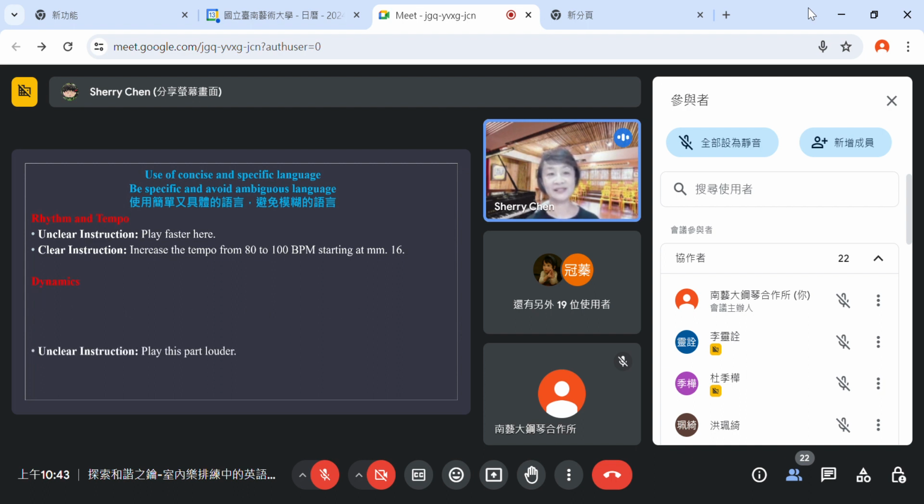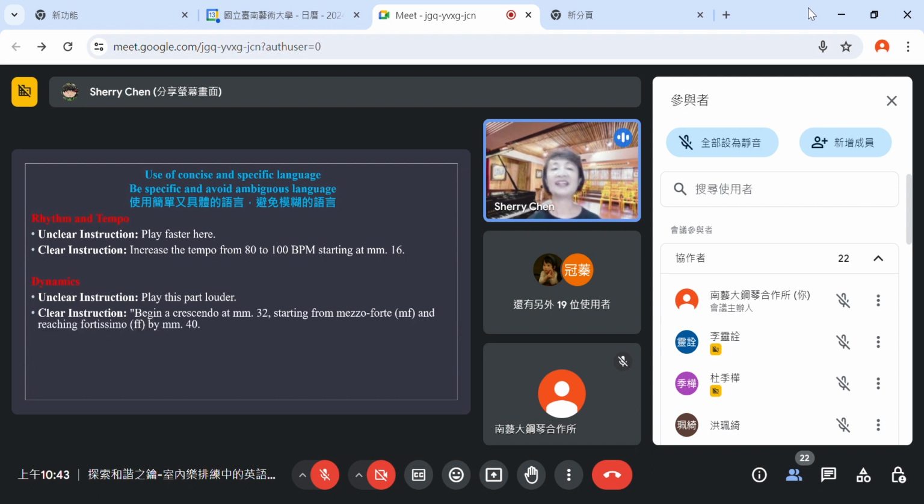Okay, dynamics, unclear instruction: play this part louder. And then clear instruction would be begin crescendo at measure 32, starting from mezzo forte and reaching fortissimo by measure 40. So basically you have eight measures to go from mezzo forte to fortissimo. Okay, so not just saying play louder here or play softer there, but be very specific.